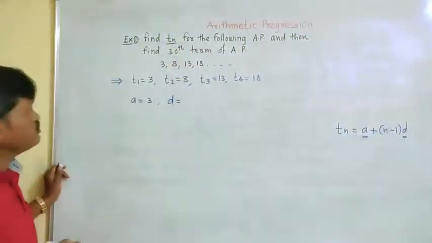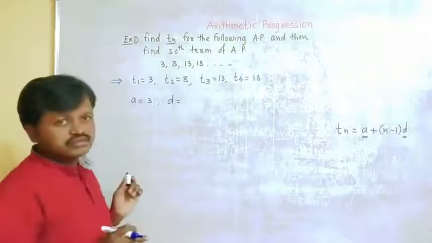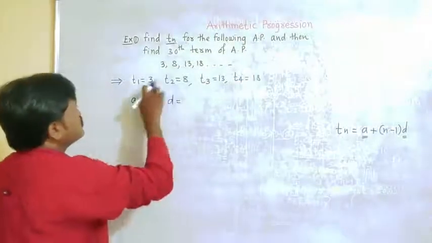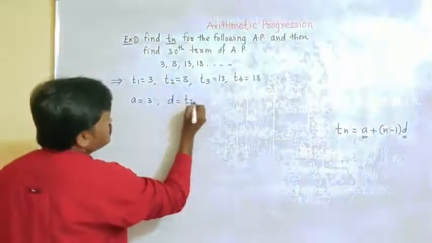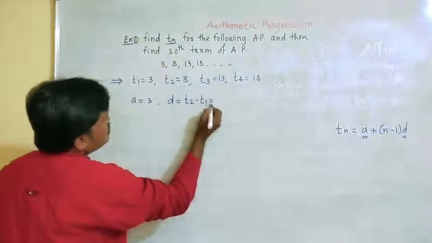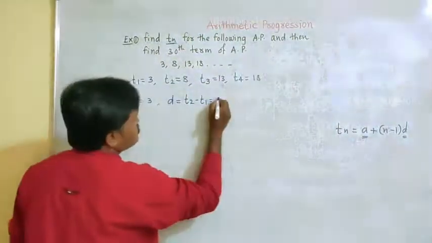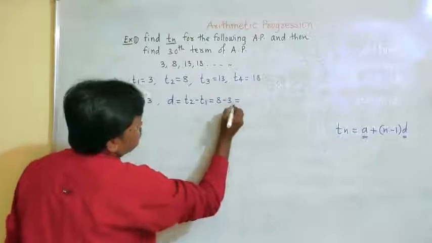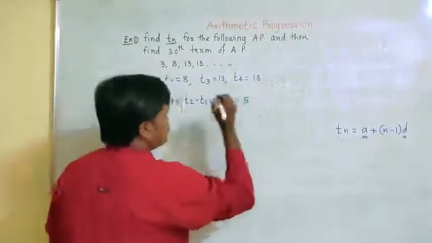How to calculate? You know this. Any consecutive two terms, you subtract. So we write T2 minus T1. T2 minus T1 is equal to 8 minus 3, that is 5.